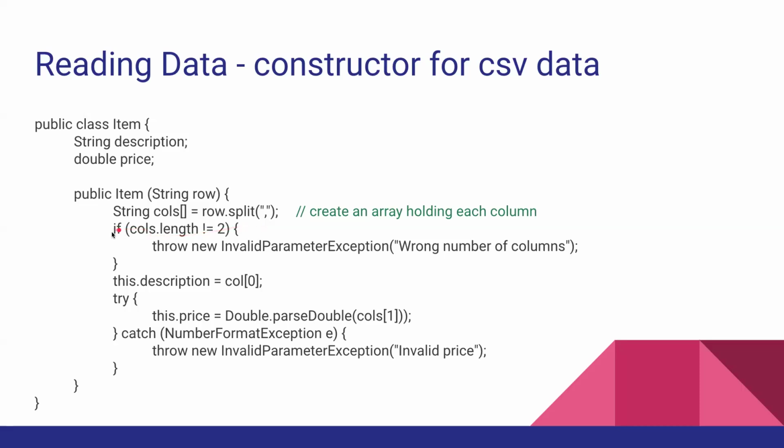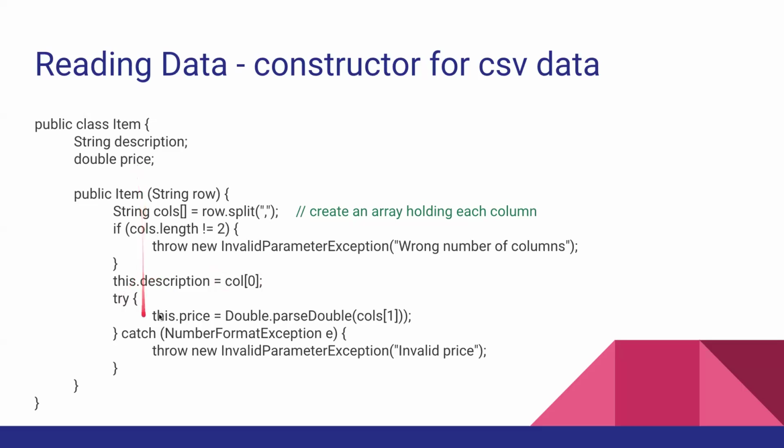Then we want to do a little bit of error checking. In this case, we're expecting two pieces of data, so we're going to ask, did I get two pieces of data? If columns.length is not equal to 2, then we can throw this exception that says, hey, I got the wrong number of columns. I don't know what this data is, but I don't have enough data, or I have too much data to create an item. Then we say take the first column and put it in the description. That's just a simple string assignment.